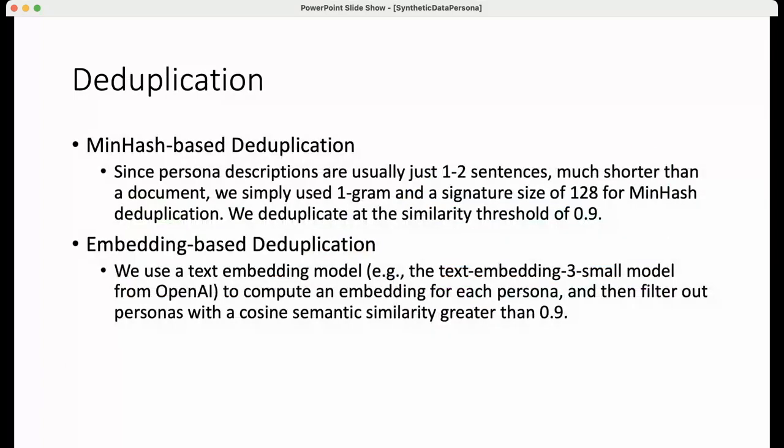And then they also mentioned deduplication. I think it's the same deduplication we need to do for text LLMs, because the LLM generates lots of similar personas. It mainly uses MinHash deduplication, because the personas are just one or two sentences, and they use 1-gram, just one token, with MinHash for the deduplication. That's the first layer. The second layer is a very straightforward embedding-based one, and they filter out the ones with a semantic similarity greater than 0.9.